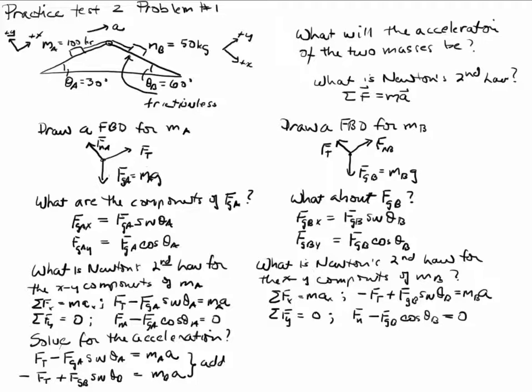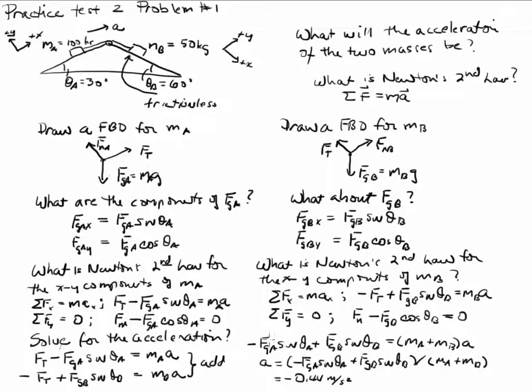All right. And we've come out with the acceleration equal to the equation below. If we substitute in the numbers, we get minus 0.44 meters per second squared. What does the minus sign on the minus 0.44 meters per second squared mean? You should be able to figure that out.